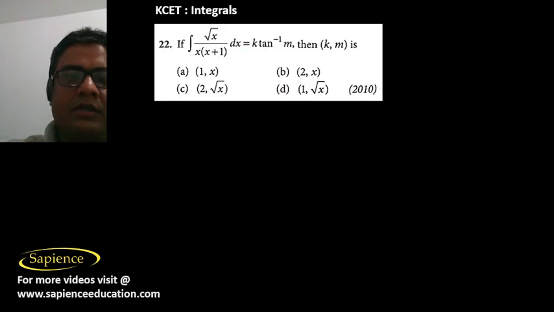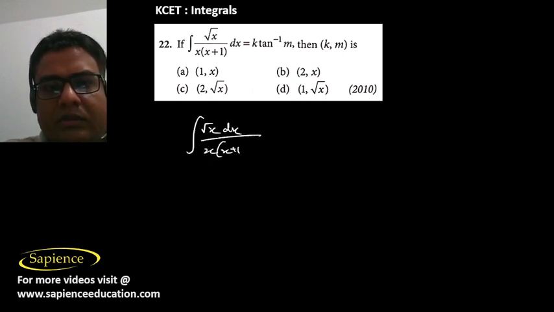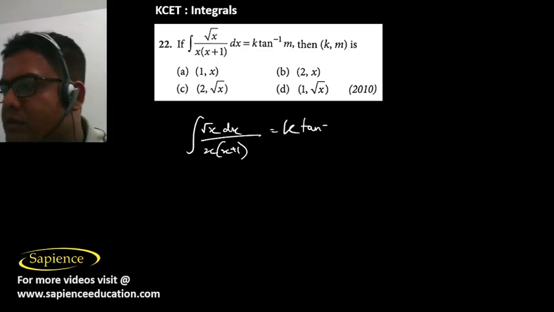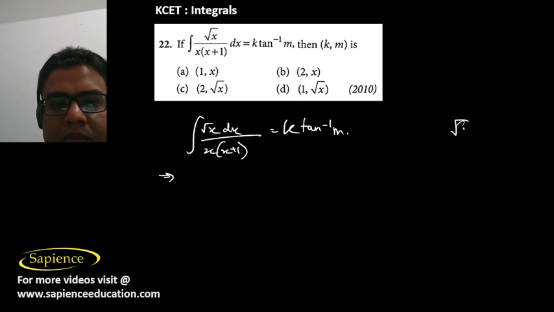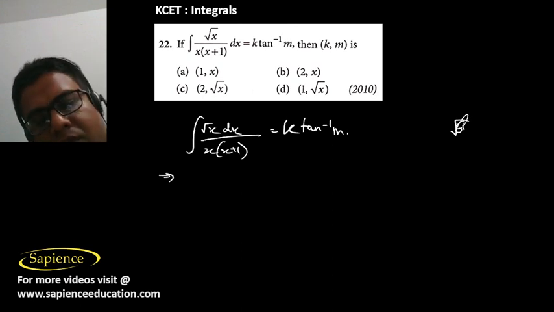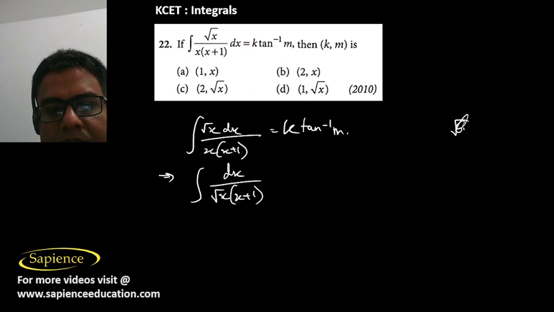Then in question number 22 it is told, if the integral root x dx by x into x plus 1 is equal to k tan inverse m, then k and m are how much? Okay, so this we can write as dx by root x into x plus 1 equal to k tan inverse m, and this integral I can write as I.